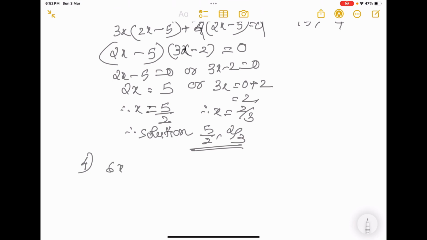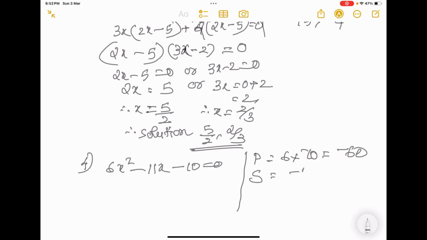6x square minus 11x minus 10 equal to 0. Here product 6 into negative 10, negative 60, sum negative 11. Product is negative, sum is negative. If product is negative, you divide that into two numbers, one is positive and the other is negative. Then we want to find out the difference of the numbers.